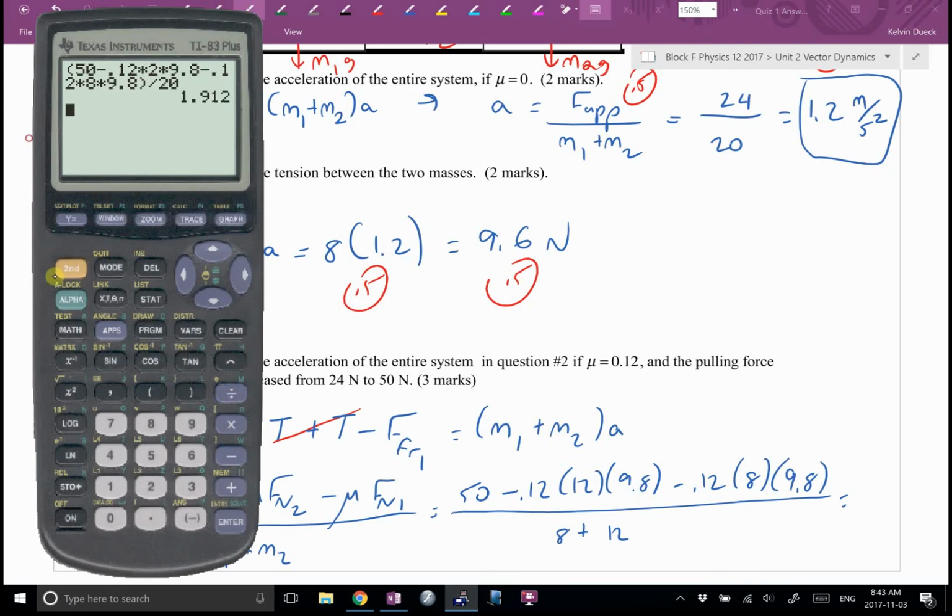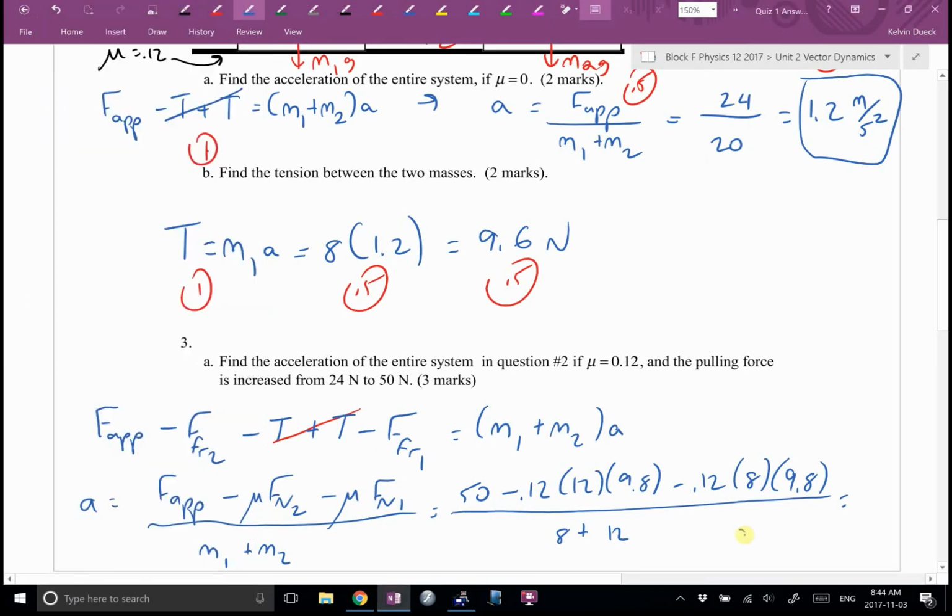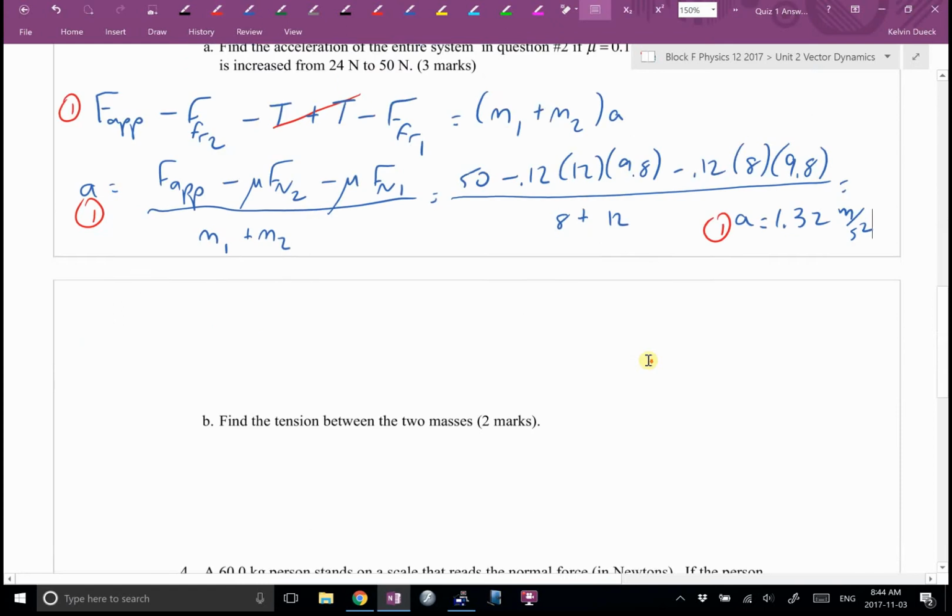I put a 2 because I was typing too fast. 0.12 times 12 times 9.8. Is it 1.324? 1.32? A equals 1.32 meters per second squared. 3 marks if you got that. Otherwise, I would give you 1 mark for that, 1 mark for that, and 1 mark for the answer. Something like that. And then you all turn the page.